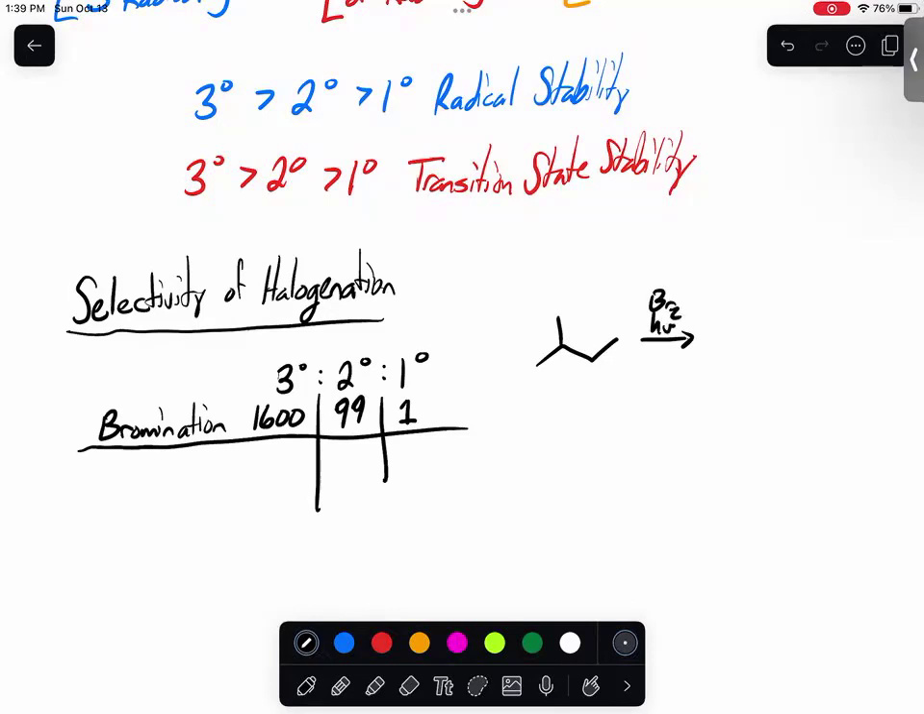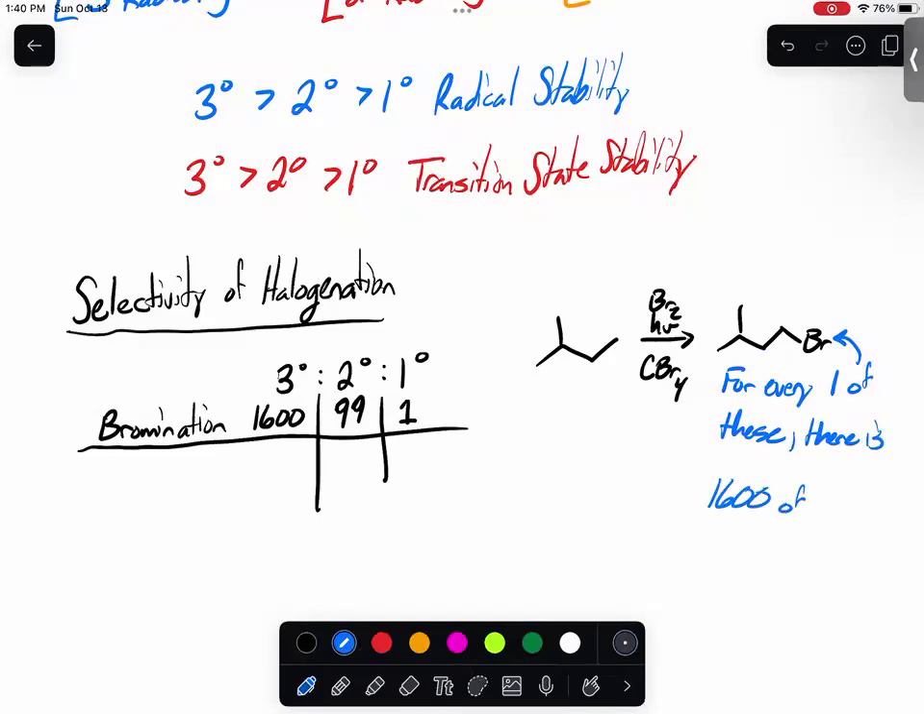So that's essentially saying that if we ran this reaction and looked through the products, we would find that for every one of these formed, there are 1,600 of the major product that we had talked about. Here's the thing though, and this is where things get a little more confusing.